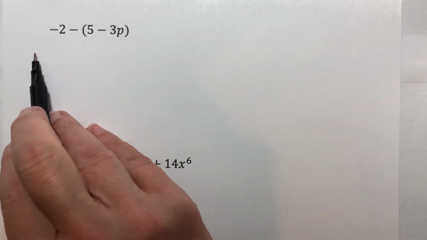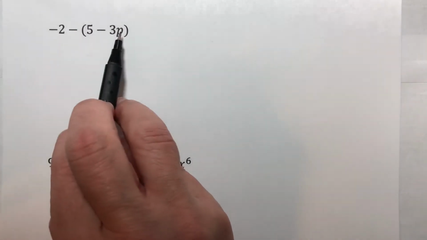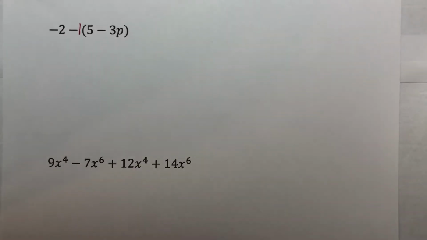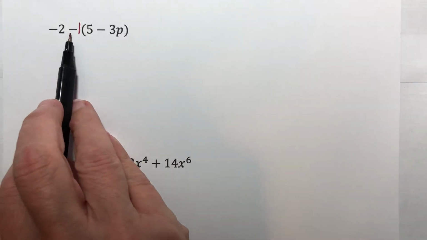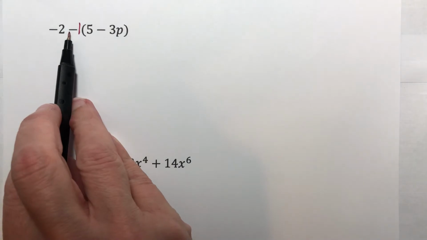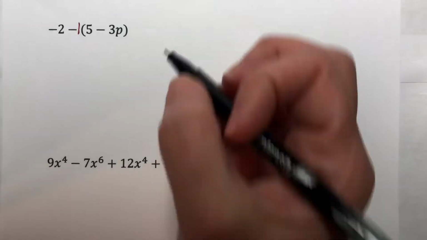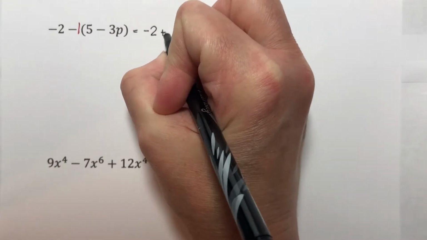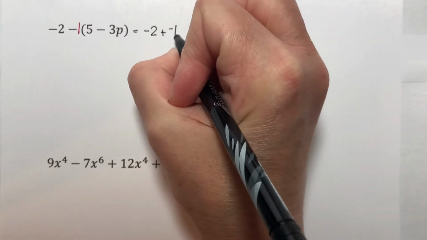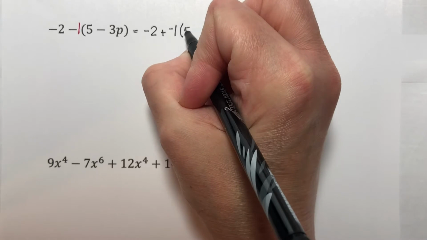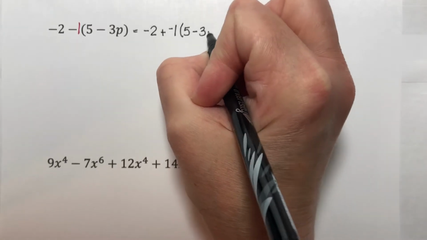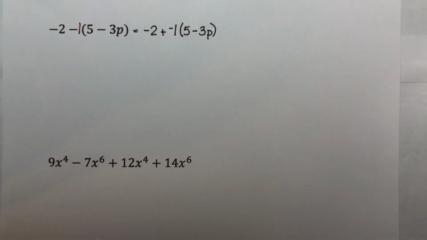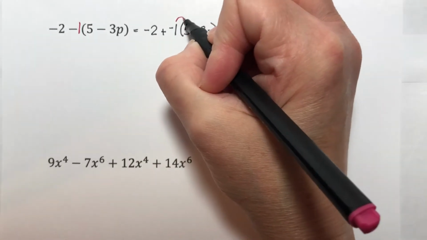I need to distribute something, but right now it looks like there's not a number in front of here, but there actually is. That's a 1. And what's more, this is a negative 1. Remember when we are subtracting, we can rewrite it as plus the opposite of, so it's plus negative 1 times 5 minus 3p. So I need to take this negative 1 and distribute it through here.